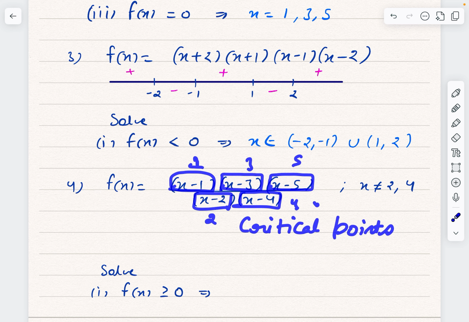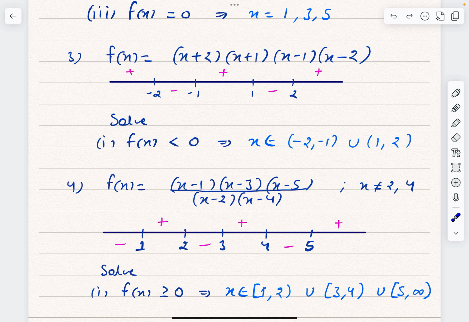Yes, we'll plot all of them on the number line, not only the roots. Roots are basically those values for which the numerator is 0. But even the denominator ones we'll take. We can't take exactly 2 and 4, but they will make the sign changes. So we'll plot all of them on the number line. So how will that look now?